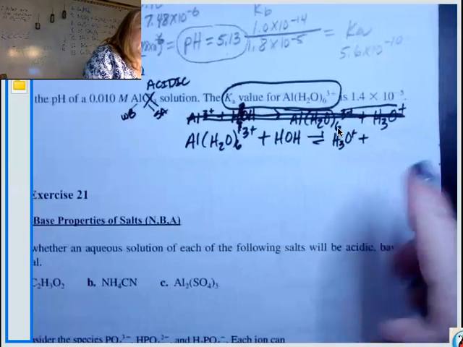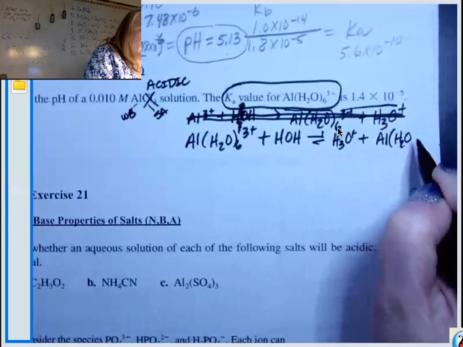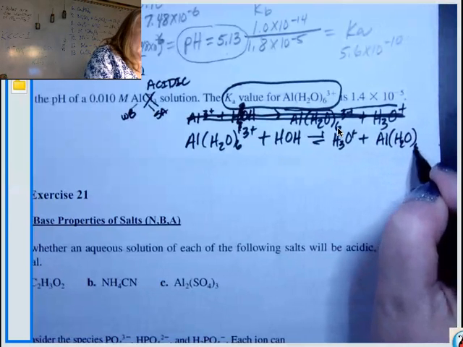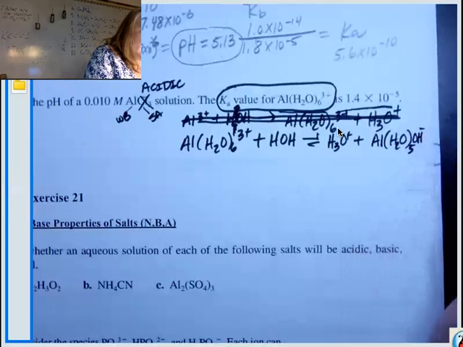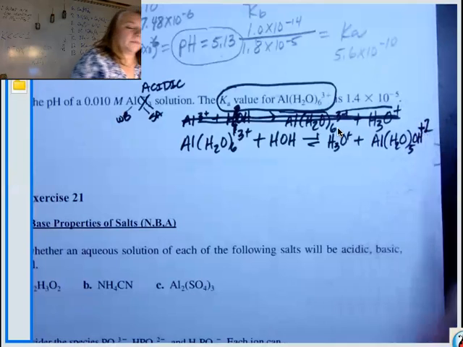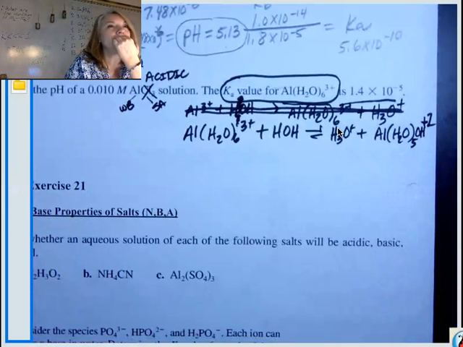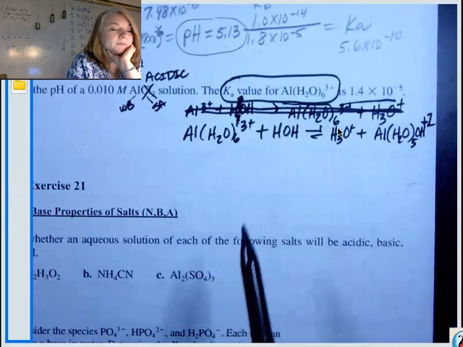plus we come up with Al(H2O)5, but one of those waters broke apart, and then we have the OH minus attached to it. But the charge is going to be a +2. Thank you. Good job, guys. But here's the question. That's an equation for this species at this point. That's the equation for that.